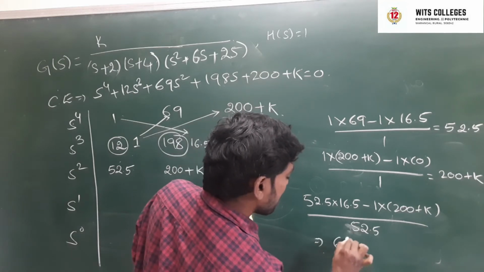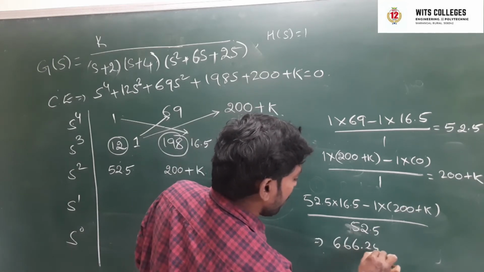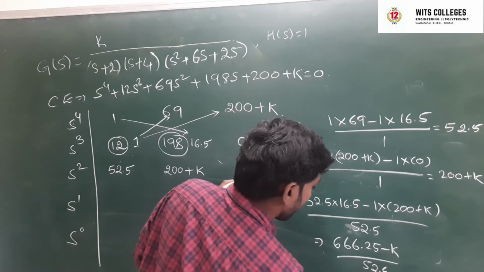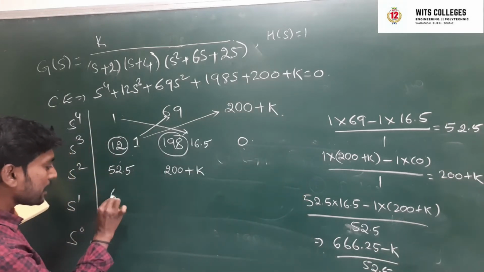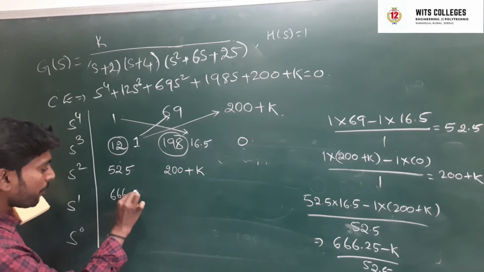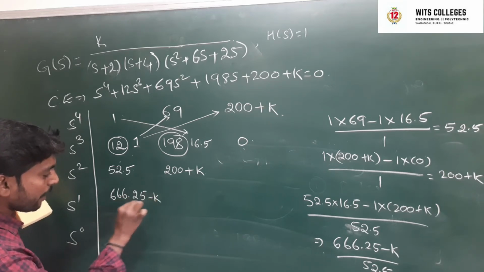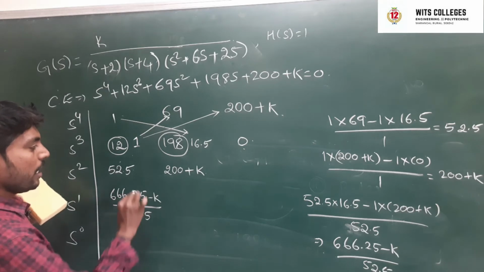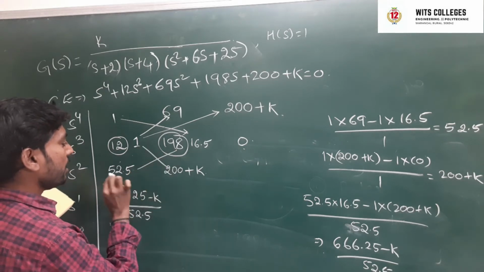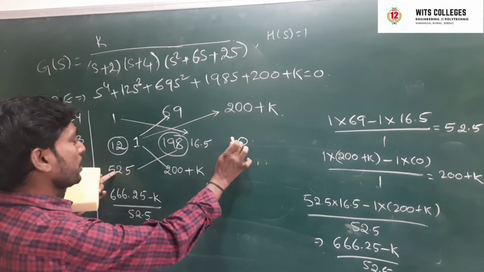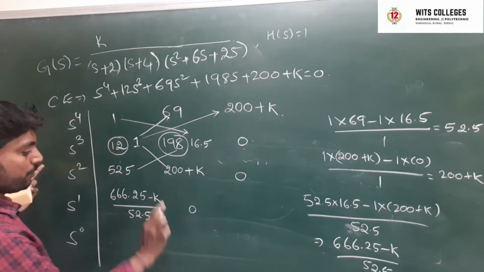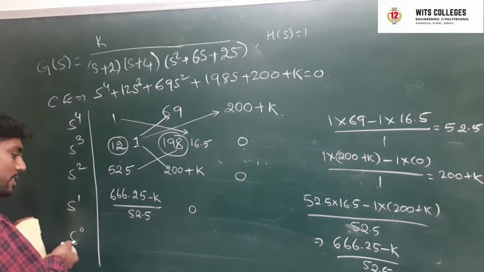Here we will get (666.25 - k)/52.5. This value is (666.25 - k)/52.5. Next are the multiplications. Again, this multiplied with the 0, 1 multiplied with this, no value is nothing but 0. Next is s power 0.